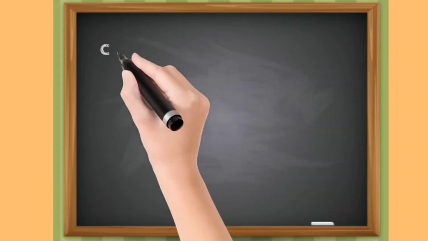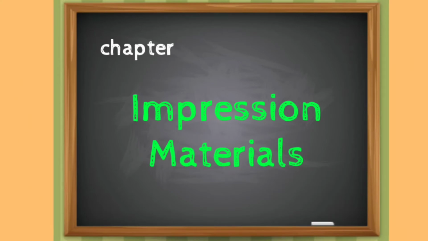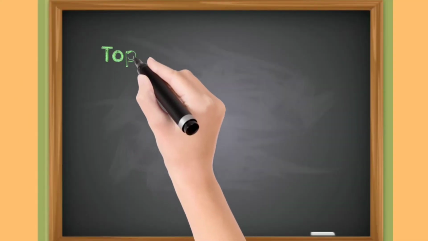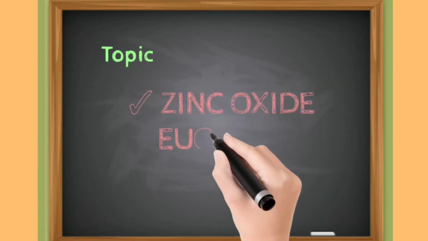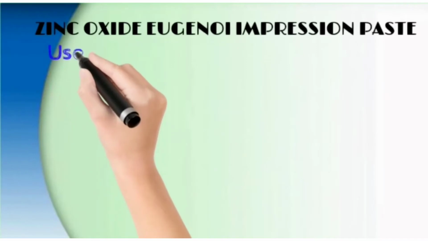Our today's chapter is impression material, and the topic we will be studying today in impression materials is zinc oxide eugenol. In this video, we are going to discuss zinc oxide eugenol impression paste.